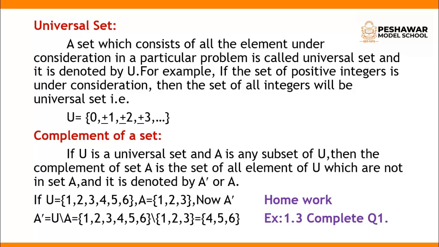So A complement means whenever we have to take the difference, universal set minus A, we have to subtract and deduct the common members which are present in both sets, and we write the remaining elements which are left in the universal set. So we have to write 4, 5 and 6. It is the answer of A complement.